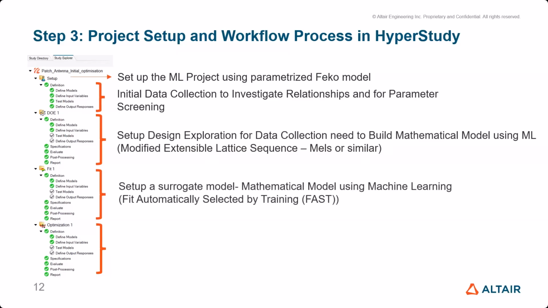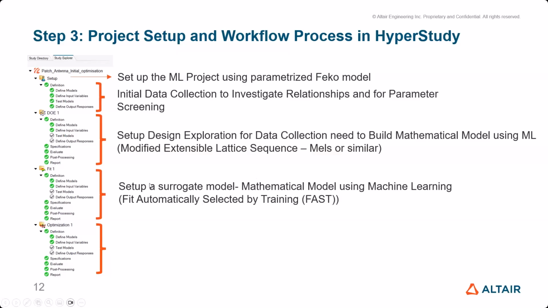Once enough data is collected, you can then set up a surrogate model. So what is a surrogate model? It's nothing but a mathematical model that is created by machine learning. You're training your model to behave like your original model. This can be done by different algorithms. There is one called the fit automatically selected by training, or FAST, the short form of the acronym of this method. That will create a fit model for you.